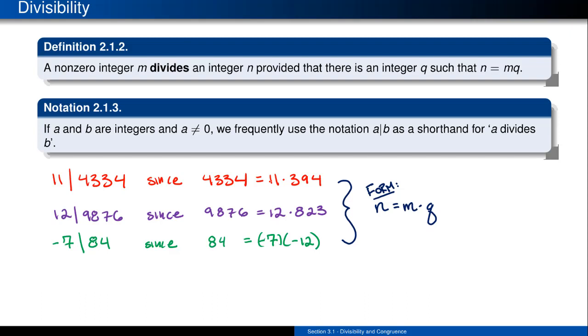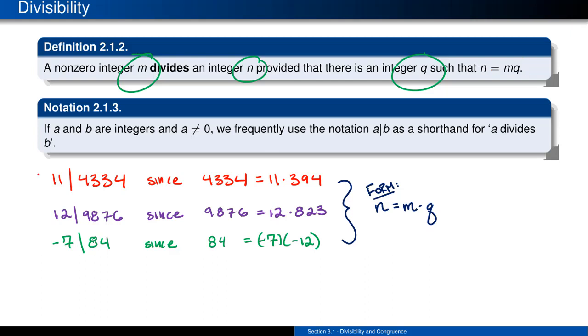The idea is that you're going to give me two numbers, in this case, call one of them n and call one of them m. I'm going to say that m divides an integer n. So in this case, I have the number 11 divides the number 4,334, provided that there's going to be some nice integer q, in this case this nice quotient, such that n is going to equal m times q. And in this case, you can see that I don't have that remainder term afterwards. It's going to be this nice perfect notion of divisibility. In this case, you're going to have n equals m times q.